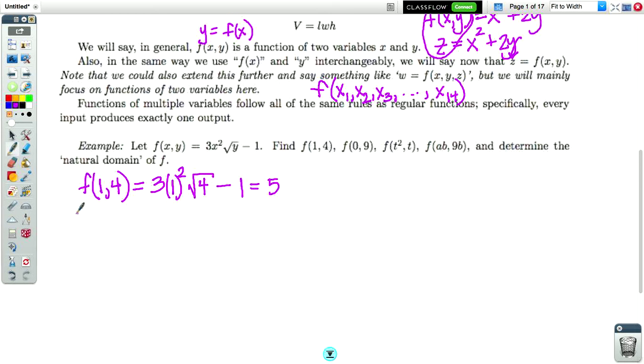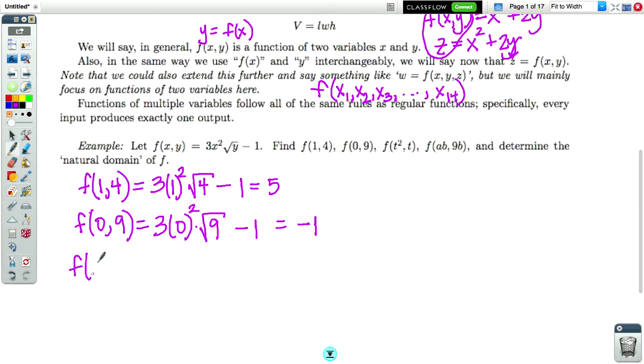So our height coming out of the paper at that point would be 5 steps in the z direction. And then next we'll find f of 0, 9. Same process. Everywhere I see an x, I'm going to put a 0. So 3 times 0 squared times the square root of, everywhere I see a y, I'm going to put a 9. Minus 1, which turns out to be negative 1 when we simplify.